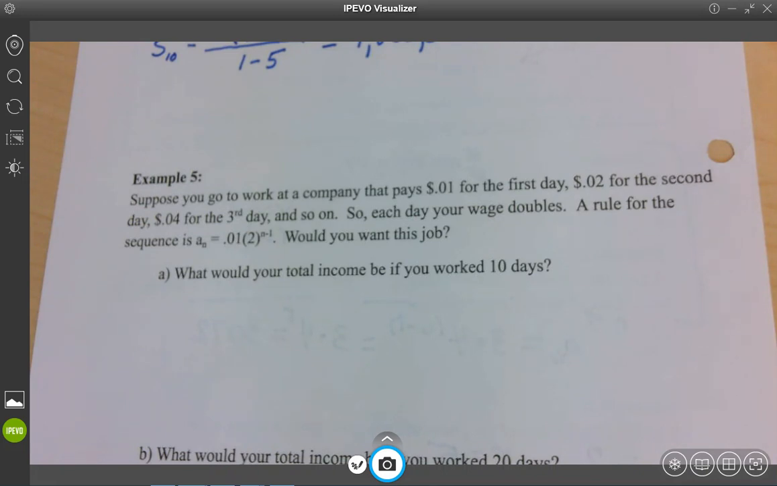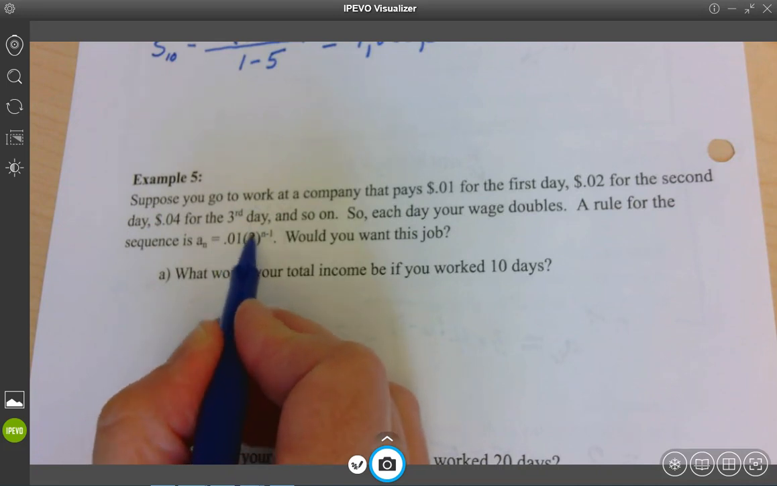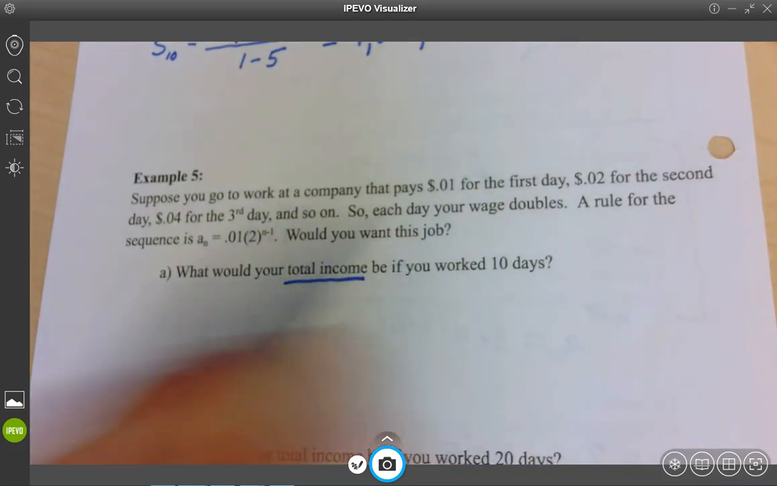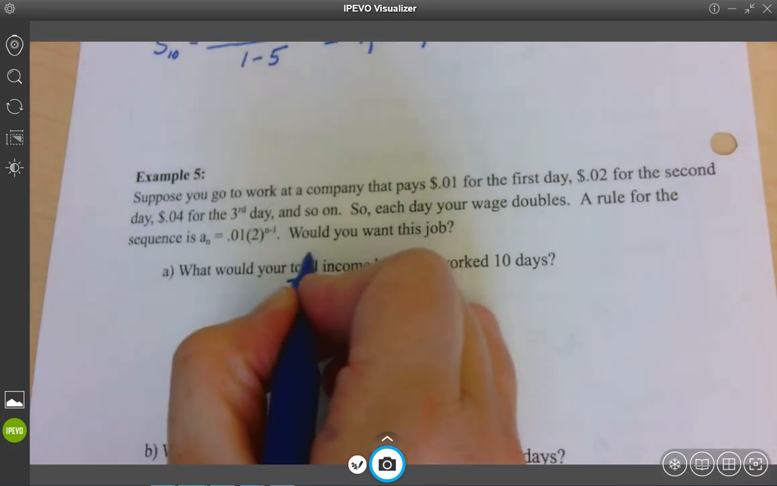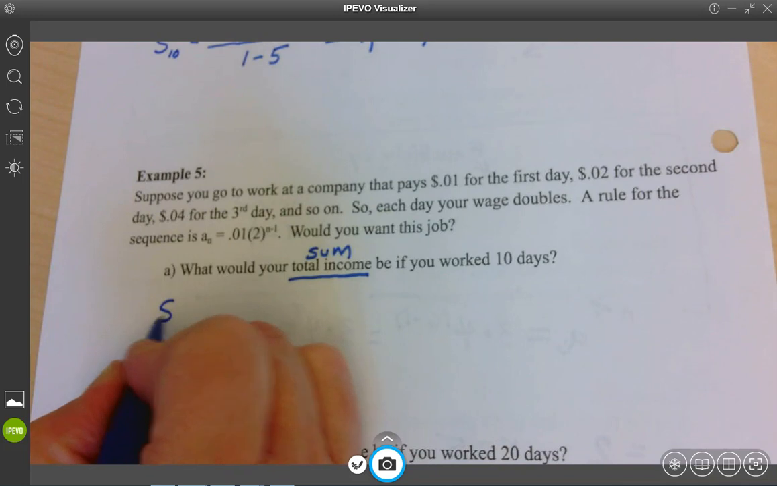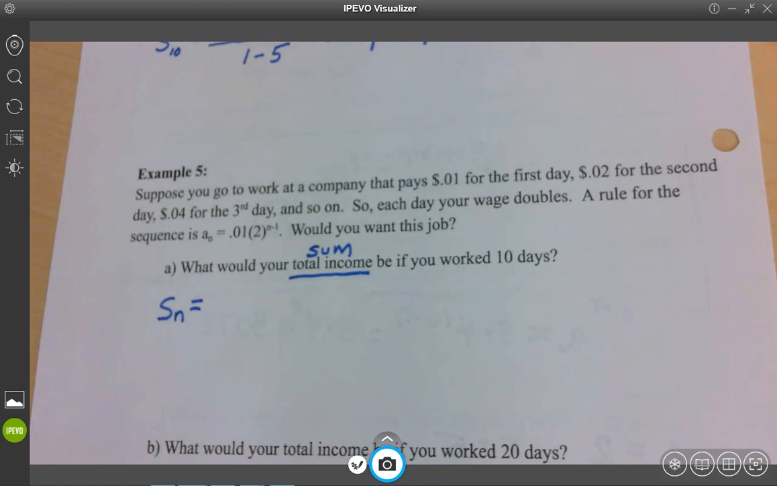Let's see. So let's look at that. First day is 1 cent, right? And every day is doubling, so your R is 2. So what would your total income, guys, does that mean that we're trying to find just the 10th day or all of the first 10 days? All of them, right? So do we need to use the a sub n or the S sub n? S sub n. So that would be sum. All right, so let's use S sub n.